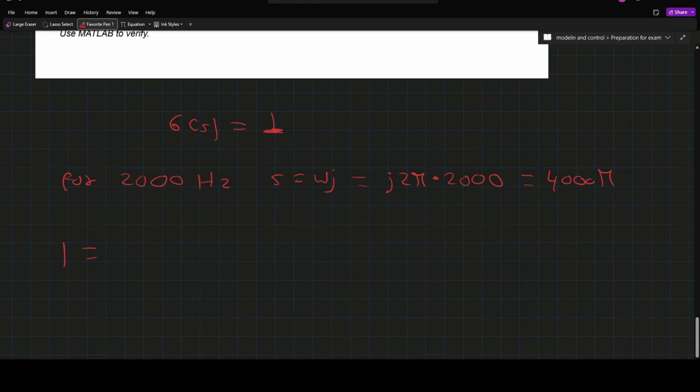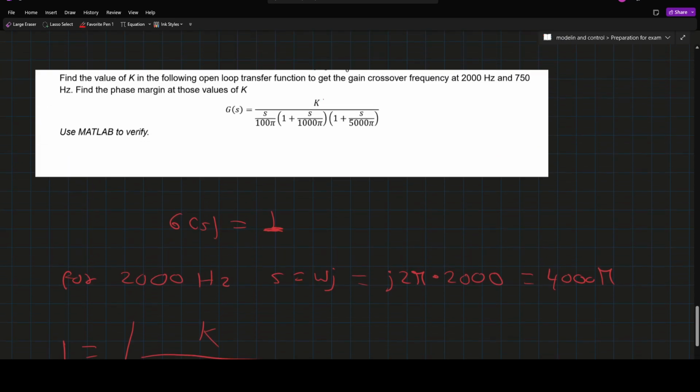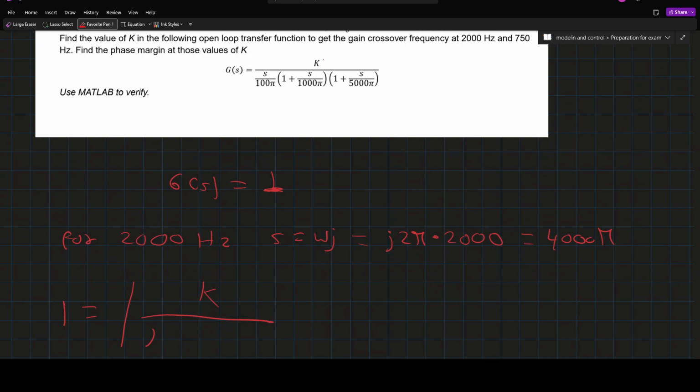So here we're going to say 1 equals k, the k that we want, times, in our first term, x, that is j, and this is j, I forgot to put it here. So j 4000 pi over 100 pi, multiplying 1 plus j 4000 pi over 1000 pi, multiplying 1 plus j 4000 pi over 5000 pi.